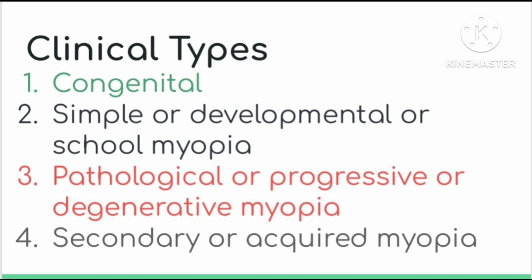Congenital occurs from birth. Simple occurs in the school going age, from 5 to 15 years, when the person develops myopia due to normal biological variations. It's not because of any disease. Pathological myopia, unlike what the name suggests, is not because of a disease. Pathological myopia is the overgrowth of the eyeball. It's not under normal biological variations. Secondary myopia is because of diseases. It is caused secondary to diseases, and is also called acquired myopia.